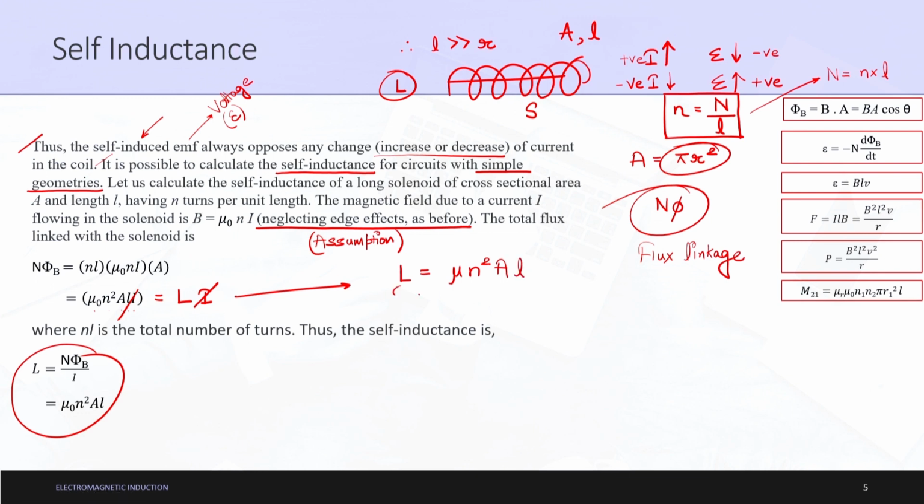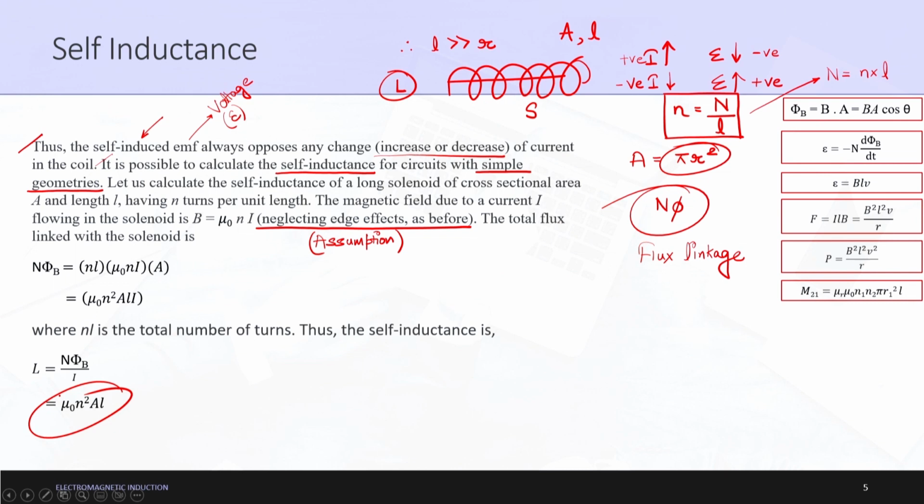So, what can be understood from this concept is that the value of self induction, or coefficient of self induction, is a function of mu, a function of small n, a function of area, and a function of length. This is the concept we can understand from this formula, which we calculated by equating the two equations, where small n into small l is the total number of turns. Thus the self inductance is mu n square capital A into small l.